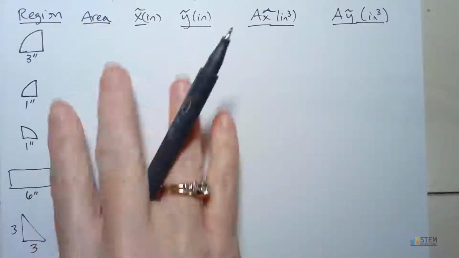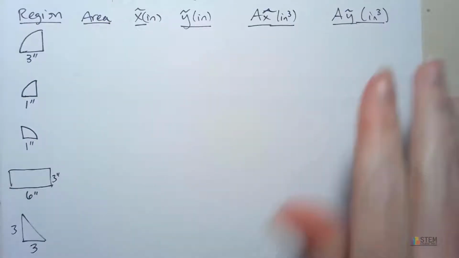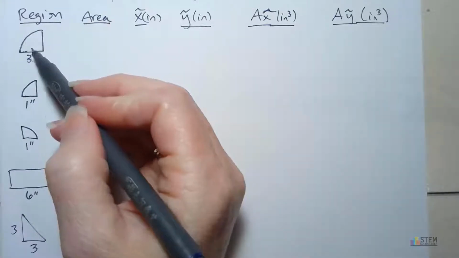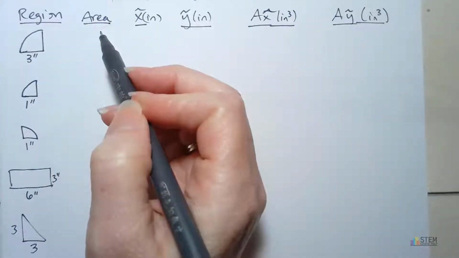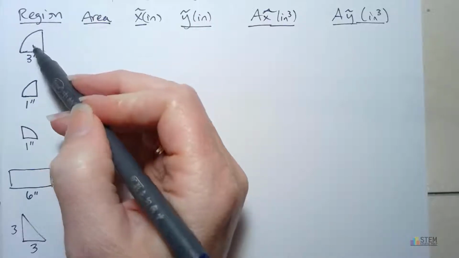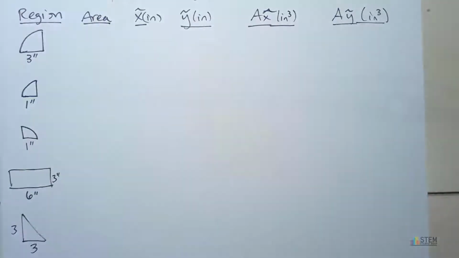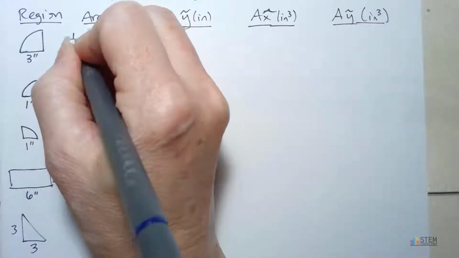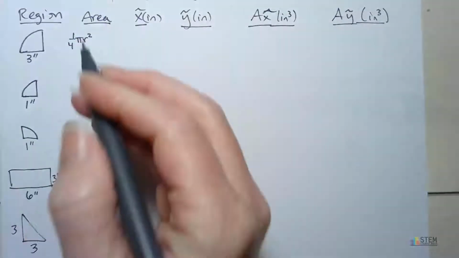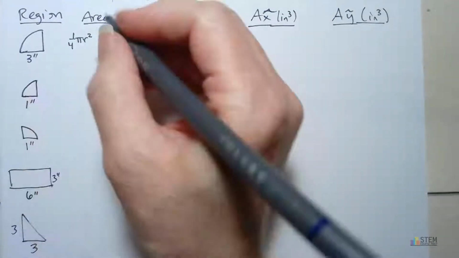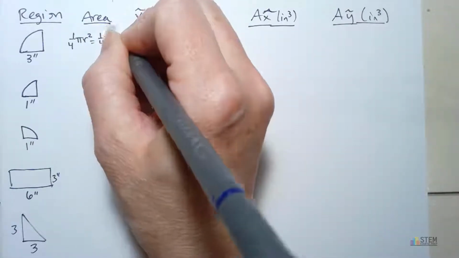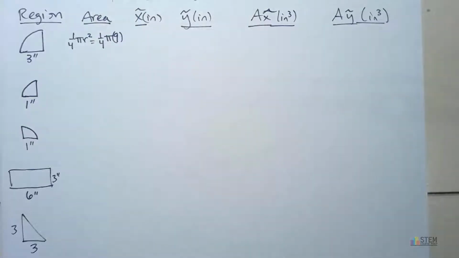Now we need to fill in this table. We'll do each shape one at a time. Let's start with this first one. This is a quarter circle. We need to find the area of this shape. The area of a circle is pi r squared. This is 1/4 of a circle, so we're going to have 1/4 pi r squared, and r is 3. So you'll have 1/4 pi times 9. I'm just going to leave it at that for now.